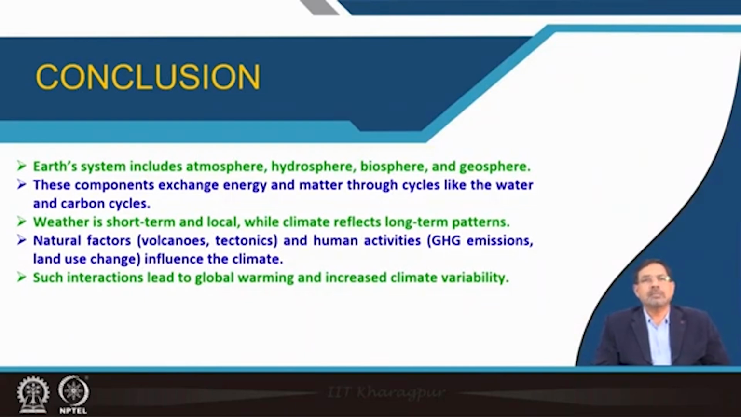Now let us summarize and conclude what we discussed as far as the basics of Earth's climate is concerned. The Earth system includes the atmosphere, hydrosphere, biosphere and geosphere. These components exchange energy and matter through cycles like the water cycle, carbon cycle, nitrogen cycle, and many other cycles. So they cycle between and among all these four broad spheres that we discussed here.